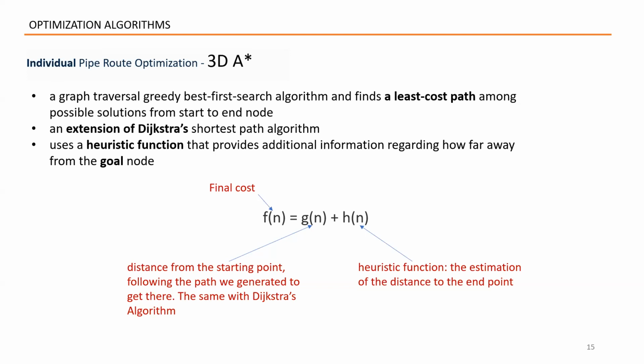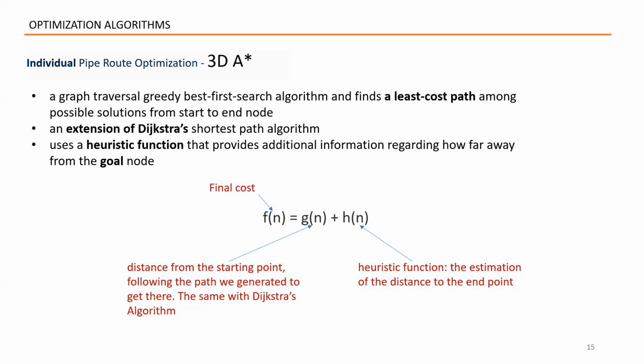The difference is Dijkstra is based on only the distance to the initial point. A star considers the initial point and the estimated distance to the final point. It uses a heuristic function to provide additional information regarding how far away from the goal node. We'll look at it in detail shortly.